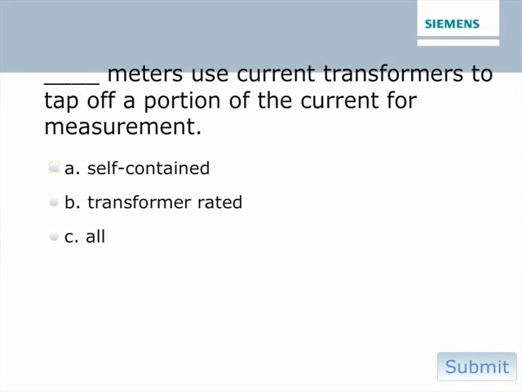We just finished section 1, so let's start in with our first knowledge check. Question 1. Blank meters use current transformers to tap off a portion of the current for measurement. Is it A, self-contained, B, transformer rated, or C, all?